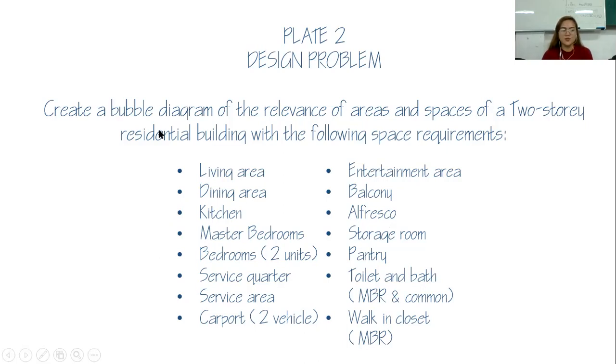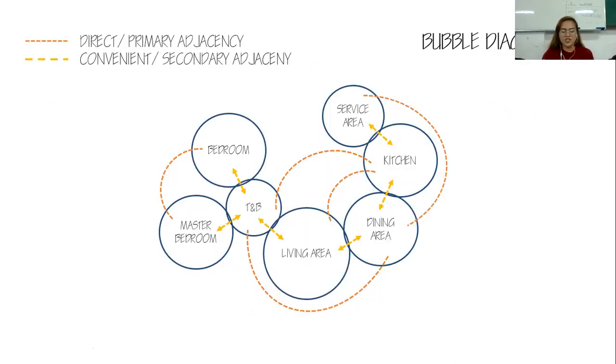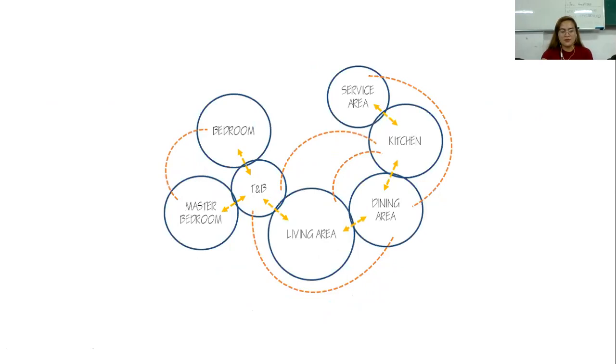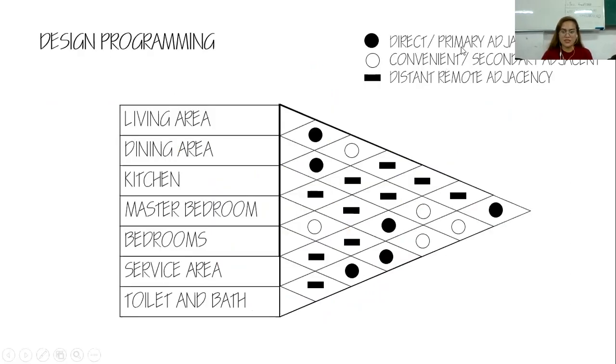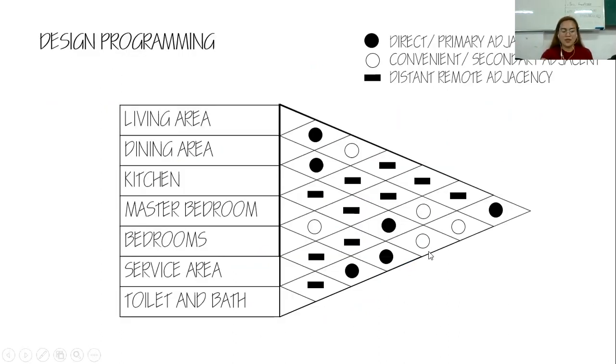So basically, when I discussed this earlier, you can only translate the bubble diagram if you have the design program. So you first need to have this before you can come up with a bubble diagram. There are two pages that you will be given. First one is this, and the second one is this. Okay? So use the legends that are shown here, and the legend that is shown here as well. You can use other colors if you want.